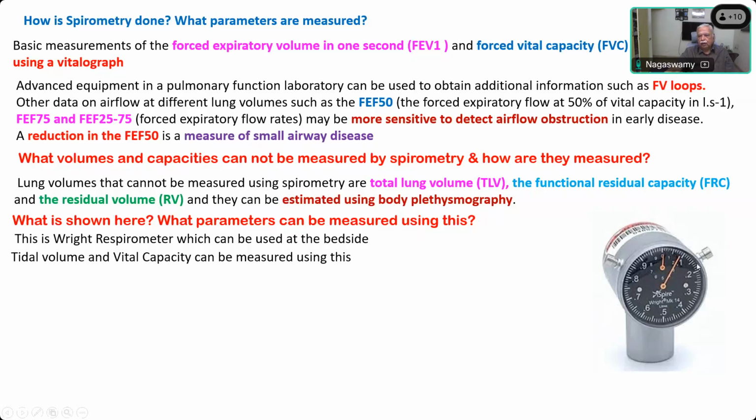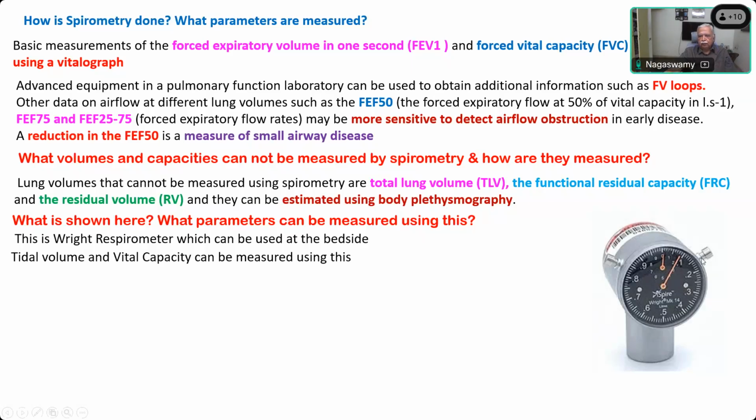So this one button is to reset. You can see there are two markings here, one outer marking, another inner marking, with two different needles or pointers. The outer one measures the tidal volume, in 100 ml, 200 ml, 300 ml, or 0.3 liters, 0.4 liters like that. So you can measure the tidal volume using the outer marking, and the vital capacity will be in liters, which can be measured using the inner circle.